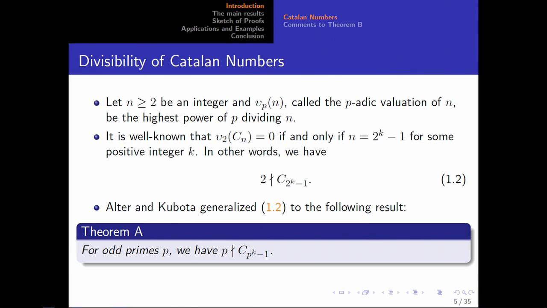Secondly, for an integer n greater than or equal to 2, we let Vp(n), called the p-adic valuation of n, be the highest power of p dividing n. So here's a well-known theorem that this class of Catalan number is indivisible by 2 for some integer k. In 1971, Alter and Kubota generalized it to theorem A, which is this class of Catalan number is indivisible by p for all primes p.